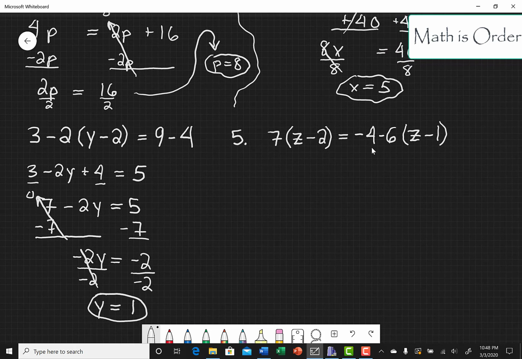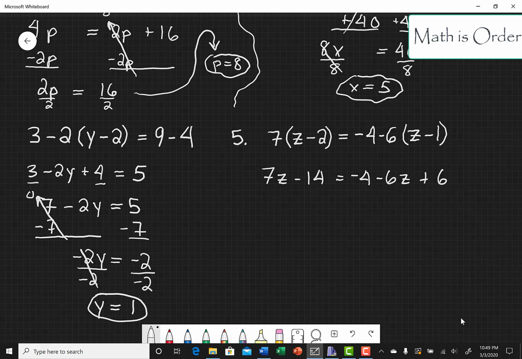Here again, there may be a tendency to try to subtract 4 minus 6 first, but no. First we got to remove these parentheses, right? So we're going to go ahead and distribute. This is going to make us have 7z minus 14 equal negative 4 minus 6z plus 6.